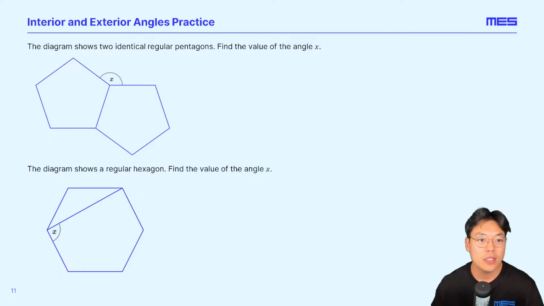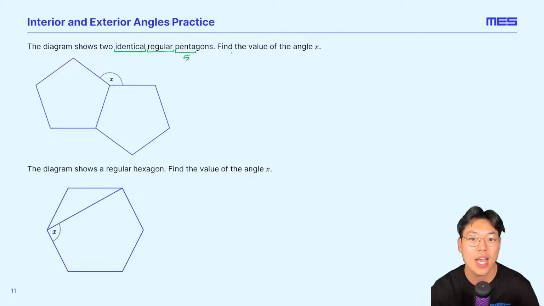The diagram shows 2 identical regular polygons. Yes, these are congruent. And you know because identical and regular. Pentagon, meaning 5 sides each. Great, good information. Find the value of the angle x.